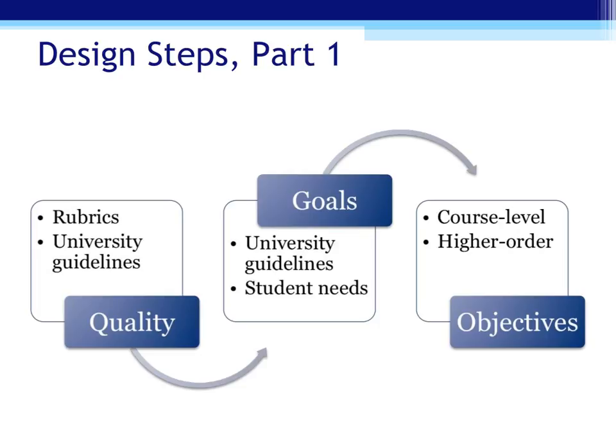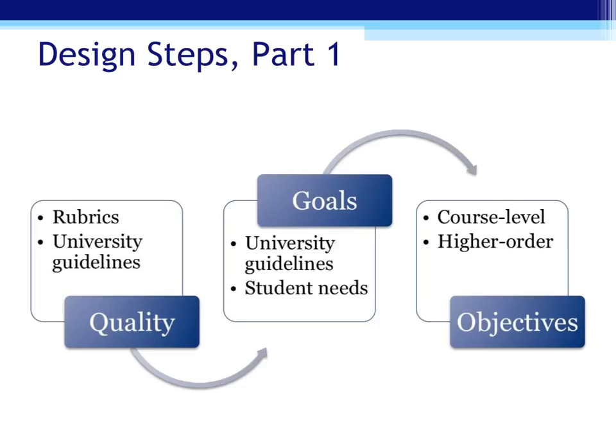Next, you will write out the purpose and goals for the course. These may already be partially defined by your university via the course catalog. However, you may have some broad latitude. In any case, you will want to consider who your students are and what they need as part of the process. Once you have your course goals, you can start writing your course level objectives.